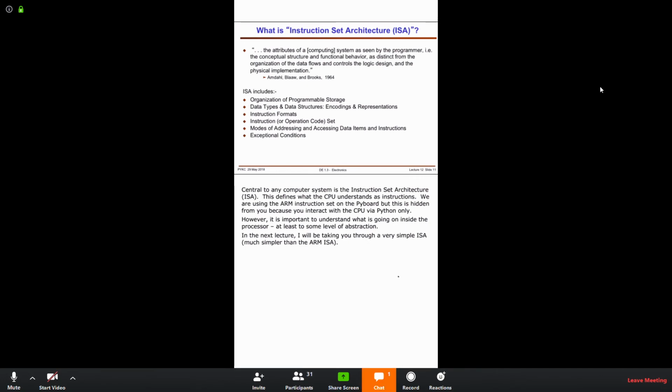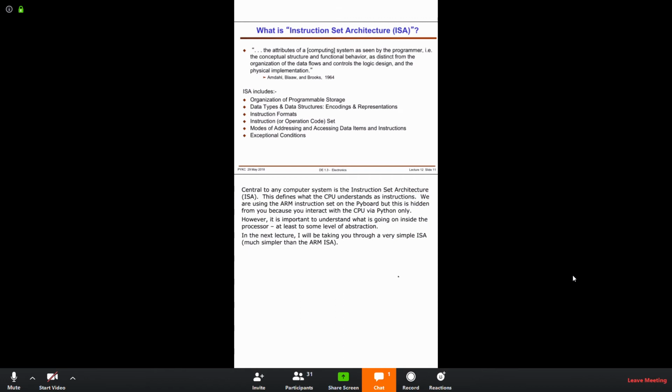That means how the data are encoded, how the data are represented, and what data structures are used. Next are the instruction formats. What instruction formats have they used? You have seen in the third semester the instruction formats in computer organization: zero-level instruction format, one-byte instruction format. These are the instruction formats.